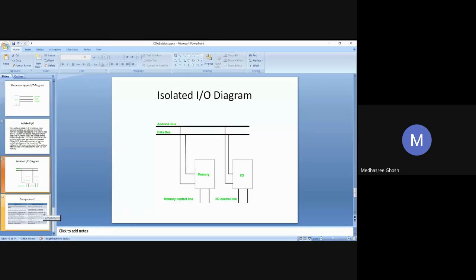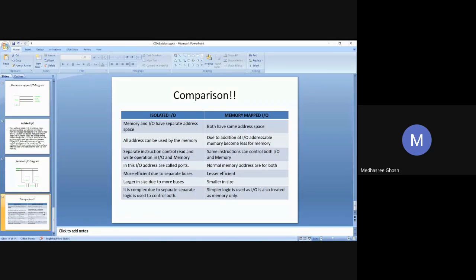Here is a small comparison between them, very important for the exams. What I have told you is all written here. Please have a read. If you have any problems, you can tell me directly.